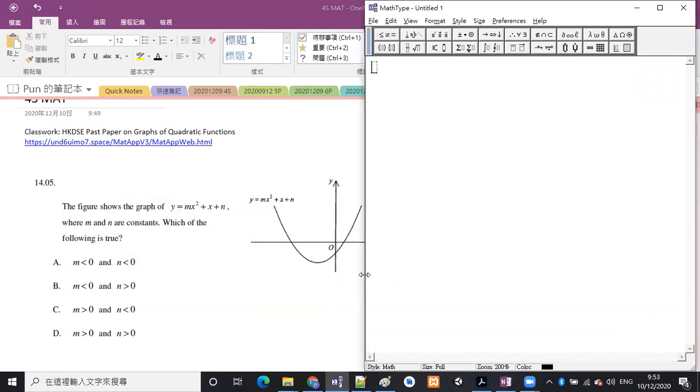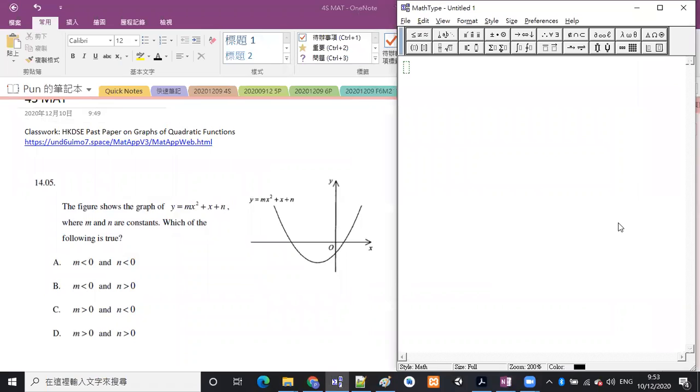嗱，呢題就係好 typical 嘅一題，即係問你咩大過零啊、細過零咁樣嗰啲嘢。Okay, so we have y equals mx squared plus x plus n, and then if you just compare with y equals ax squared plus bx plus c, and then this is the formula. A will be equal to m, and then B will be equal to 1, and C is equal to n.